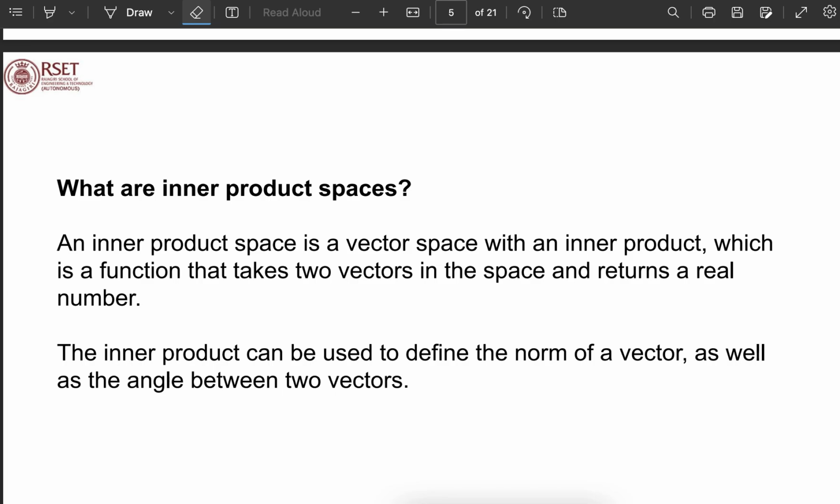In this section we are going to be dealing with inner product spaces. An inner product space is a vector space with an inner product, which is a function that takes two vectors in a space and returns a real number. Inner product is a generalization of the concept of the dot product of vectors.